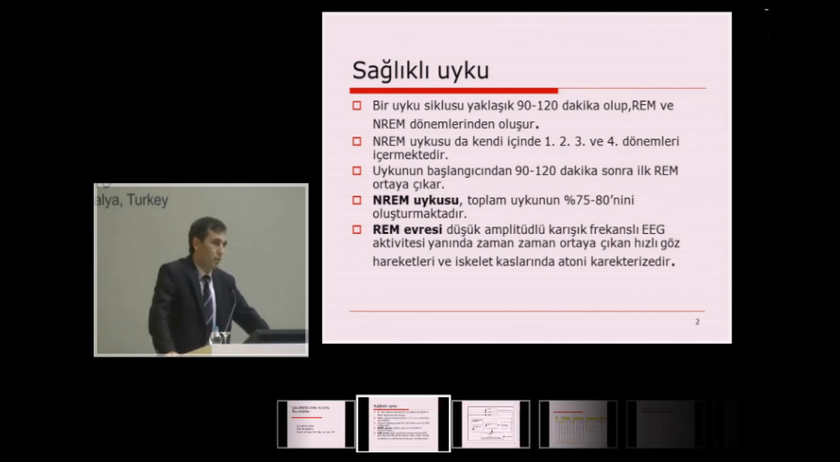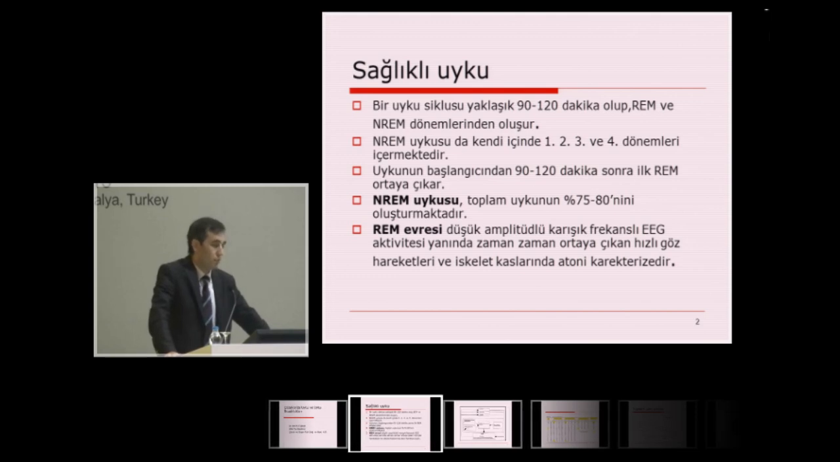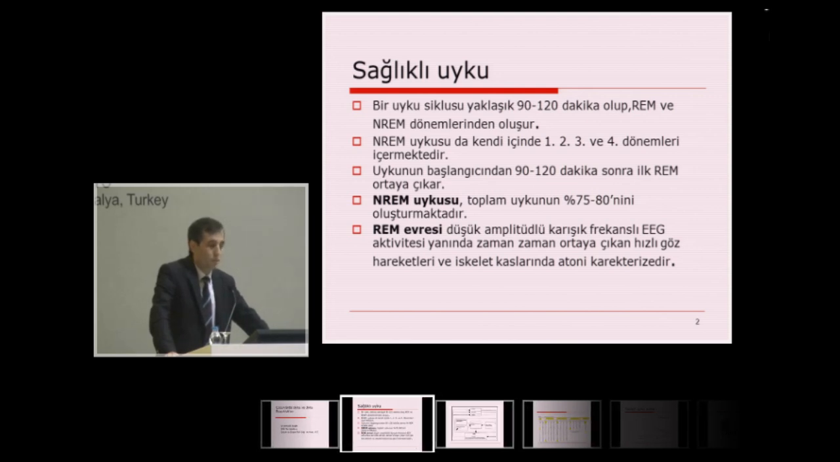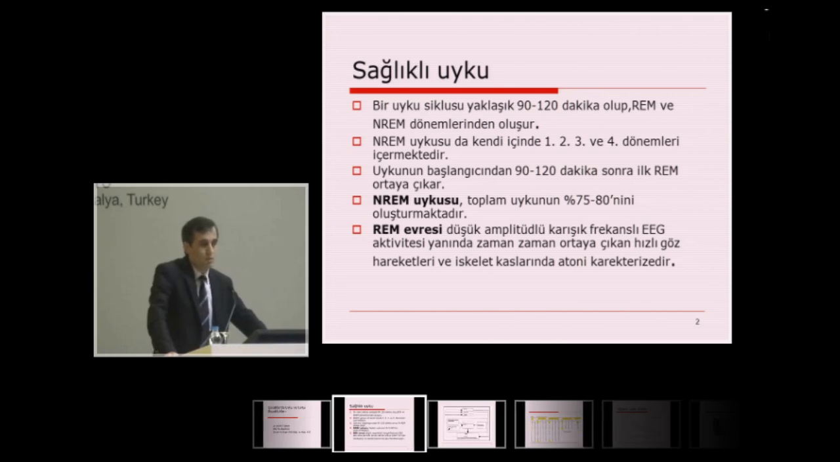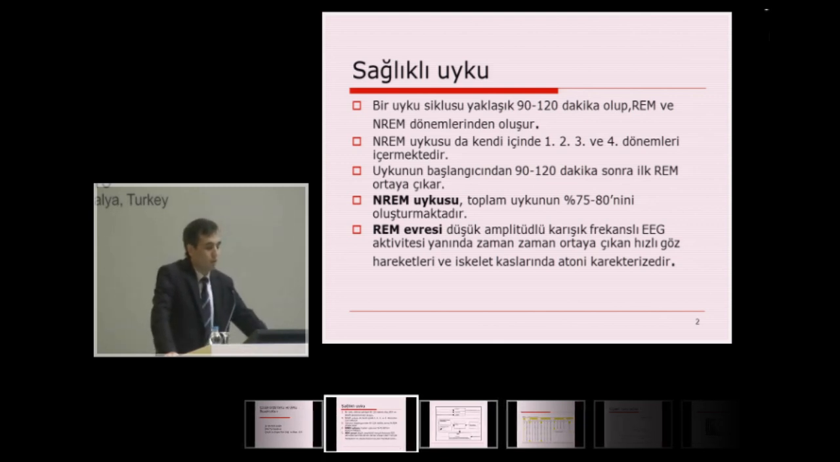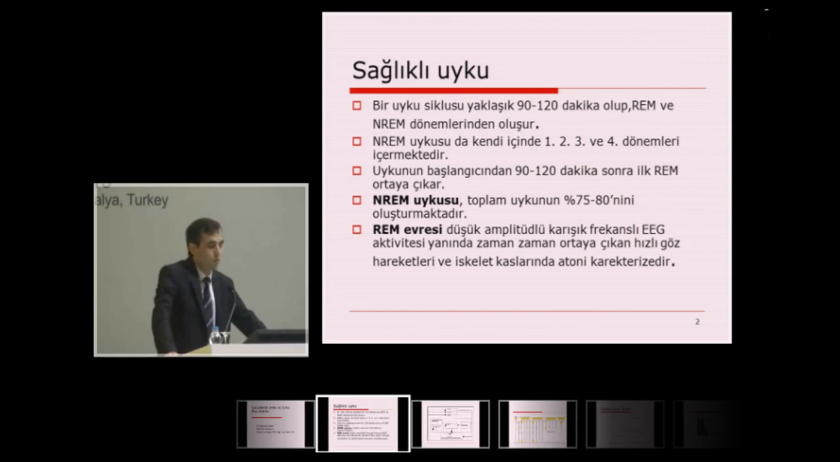We have to know the normal sleep parameters. What is a healthy sleep? I mean, a normal sleep cycle is approximately 90 to 120 minutes and is comprised of REM and non-REM periods. And non-REM periods have 1, 2, 3, and 4 stages.